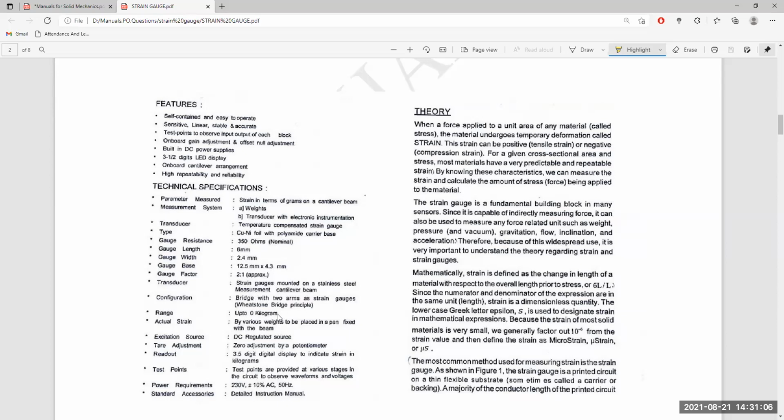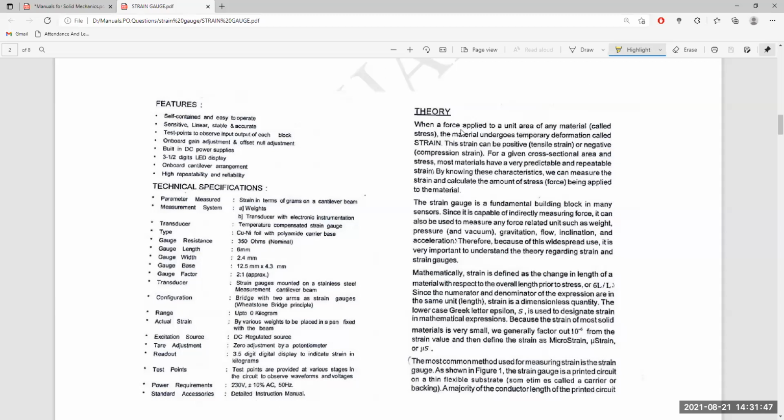Transducers mounted on a stainless steel measurement cantilever beam. Configuration is bridge with two arms of strain gauges, with range up to 0 kg. Actual strain is measured by various weights placed in a pan. DC regulated source, zero adjusted by potentiometer, 3 to 5 digits each way. Test points are provided on various sources itself. And the power requirement is 230 volt, 10% AC, as detailed in the instruction manual itself.